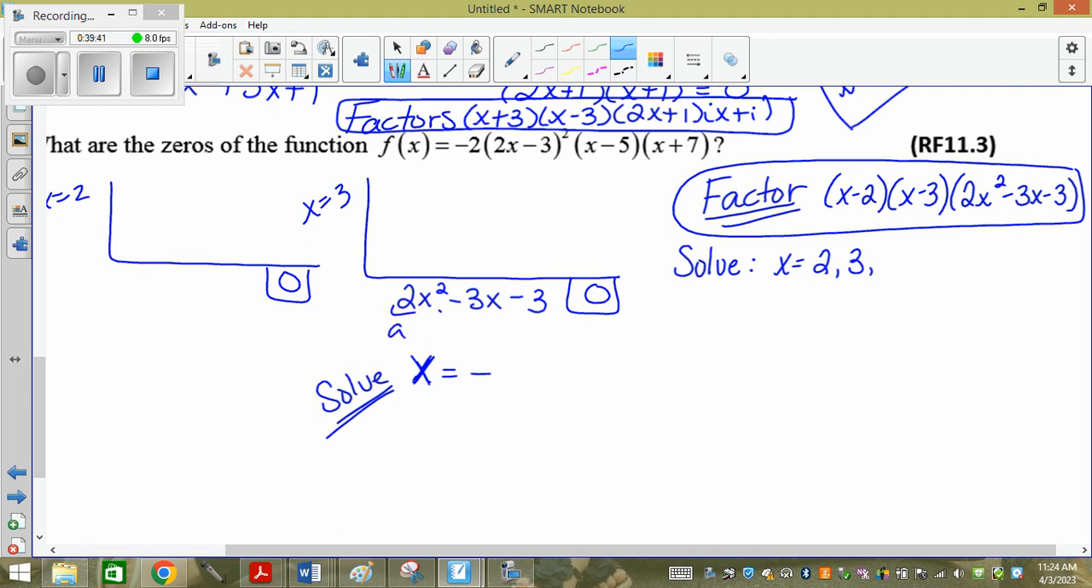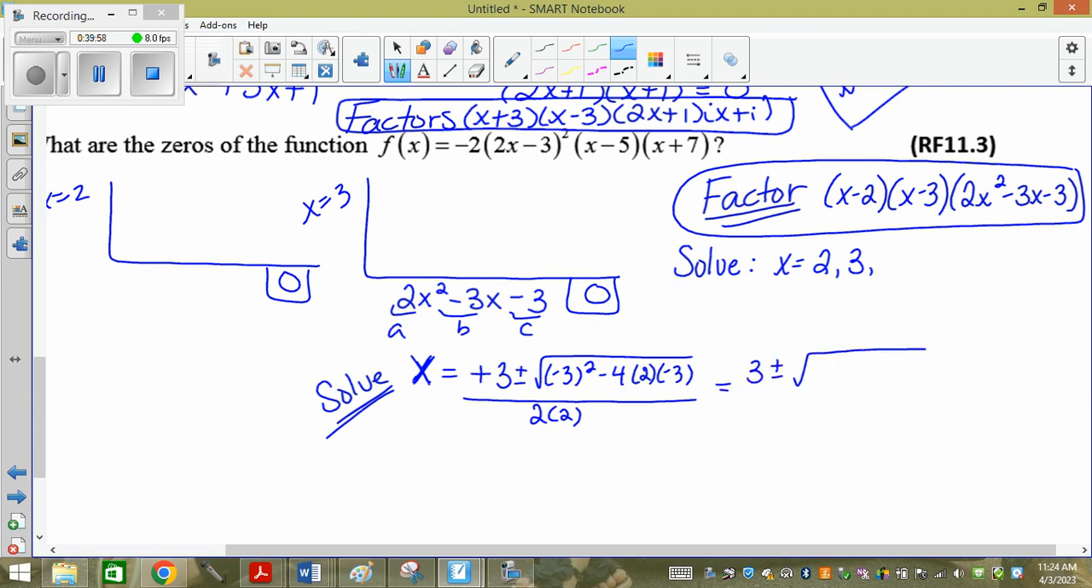So this would be your a, b, c. I get negative negative 3, so plus 3, plus or minus the square root of negative 3 squared minus 4 times 2 times negative 3, all over 2 times 2. So I get 3 plus or minus the square root of 9 plus 24, which is 33. It'll stay that way. What if I can reduce my radical? Do I have to?